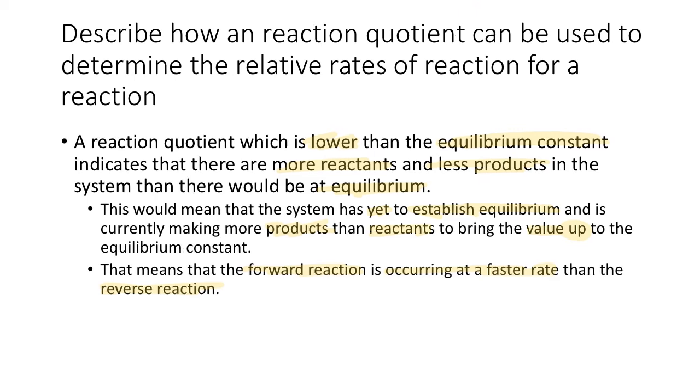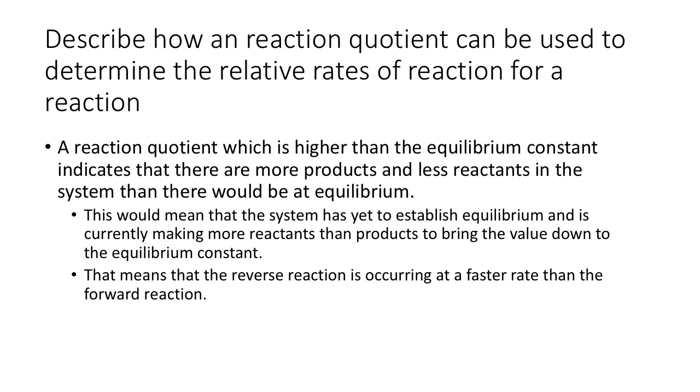If you have a situation where the reaction quotient is higher than the equilibrium constant, you have the opposite. You have more products and less reactants, which means that the system is again yet to establish equilibrium and is currently making more reactants than products to bring the value down. So how do you do that? You have the reverse reaction occurring faster than the forward reaction.